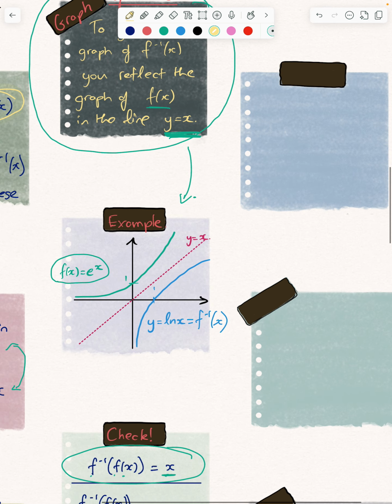And how do you reflect in a line? You take a point on the curve, you go to the line at a right angle. Let me do this with a darker color. Go to the line at a right angle and go the same distance the opposite side at a right angle. That is how you reflect. So go to the line of reflection at a right angle, go the same distance the opposite side. Mine isn't exact, but you get the idea.